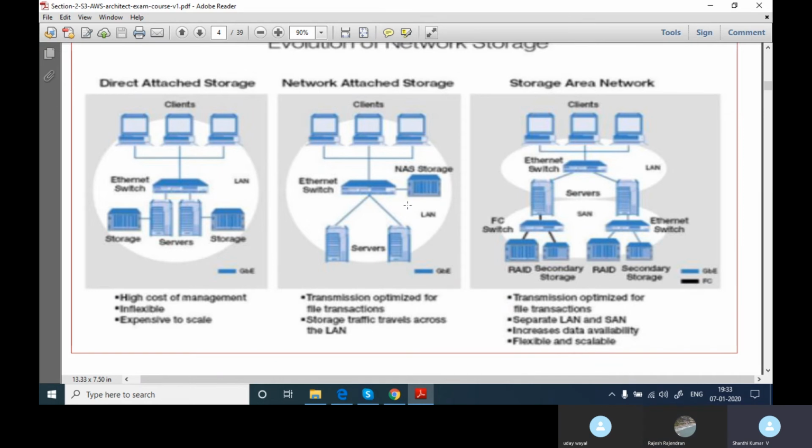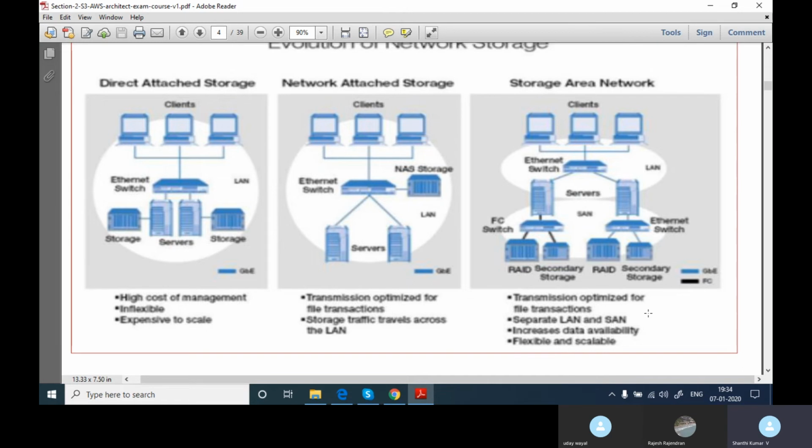Okay, now let us see another architecture: storage area network, which is called SAN. It is made easy by bifurcating the different connections. So how is it? The Ethernet switch is there, connected to one server. From there an FC switch is there. It will go to storage units only. So these things are connected. So with this, what happens? Transmission optimized for file transactions.